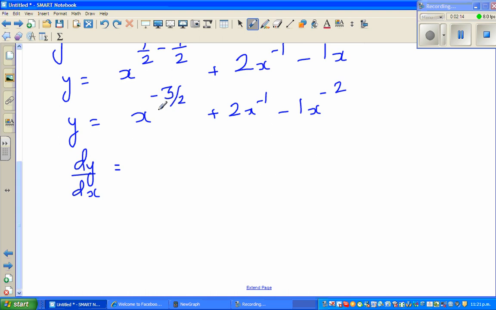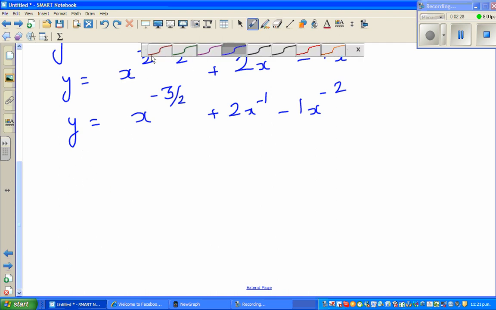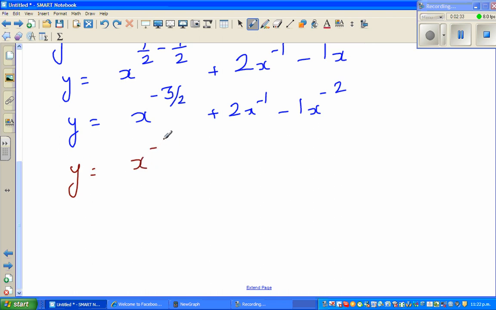So dy by dx. When you're differentiating a polynomial, you bring the power down and decrease the power by 1. Before that, let me write this instead of a fraction. Can we change this to a decimal, because life is easier when you have decimals. So y is equal to x to the power negative 1.5, plus 2x to the power negative 1, minus x to the power minus 2. So dy by dx, drop the power down and decrease the power by 1.